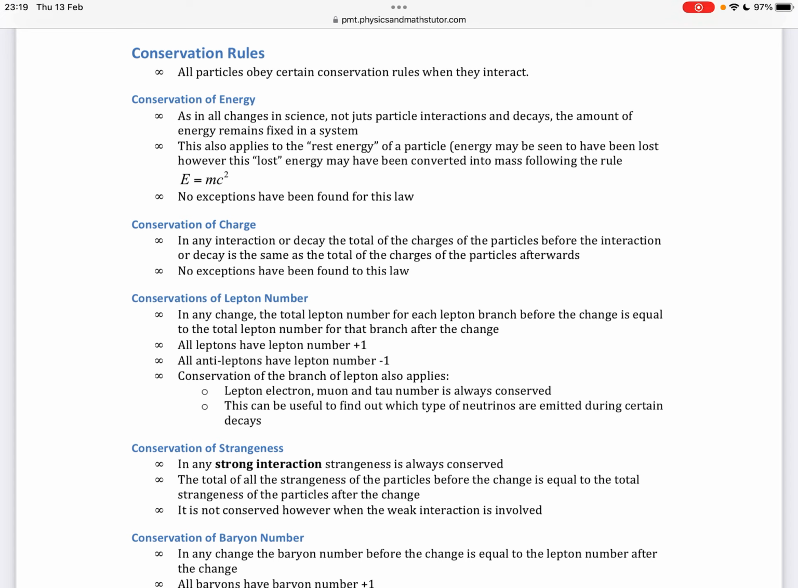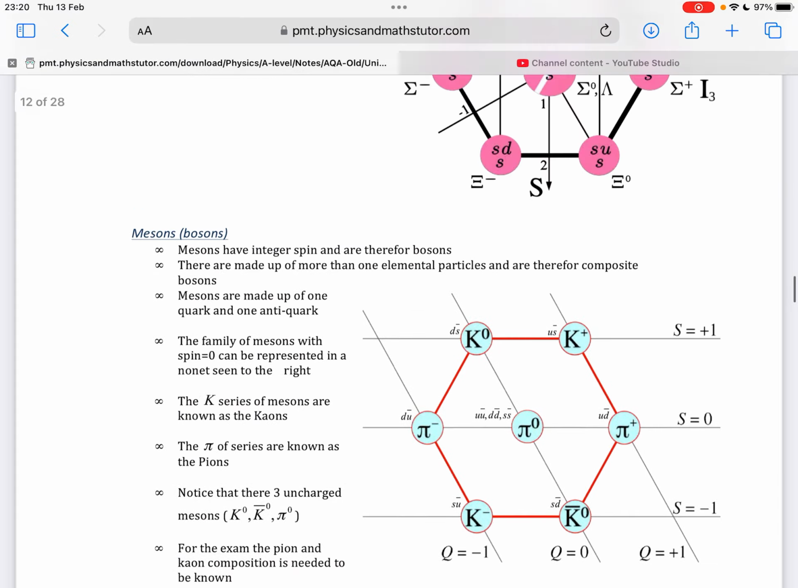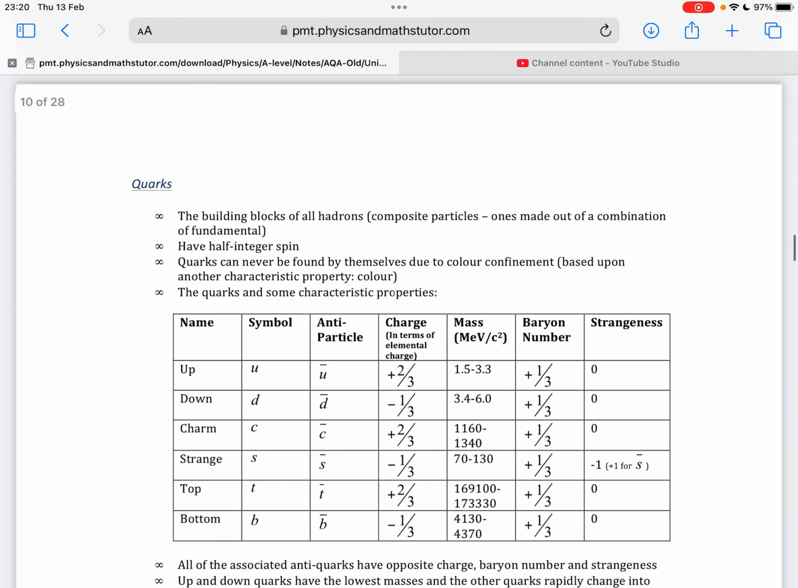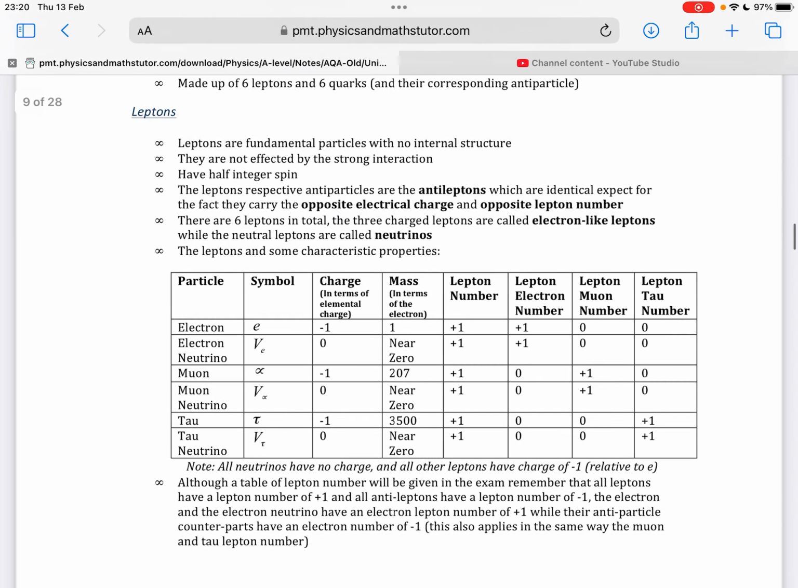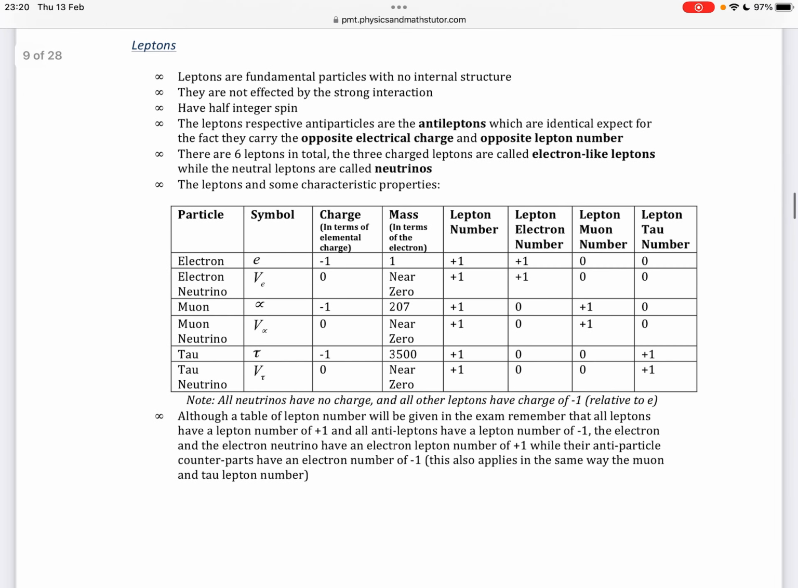The conservation of lepton number: in any change, the total lepton number for each lepton branch before the change is equal to the total lepton number for that branch after the change. All leptons have lepton number positive 1. All antileptons have lepton number negative 1. We've talked about leptons in more detail. If you'd like to screenshot or go watch the video, it's okay. But if you'd like to screenshot, here it is.